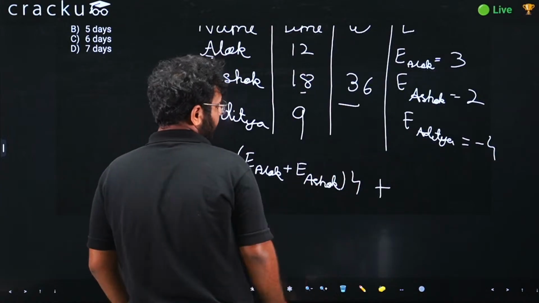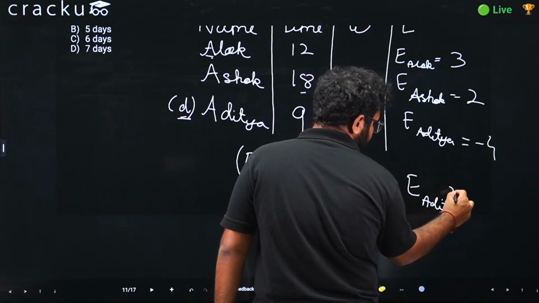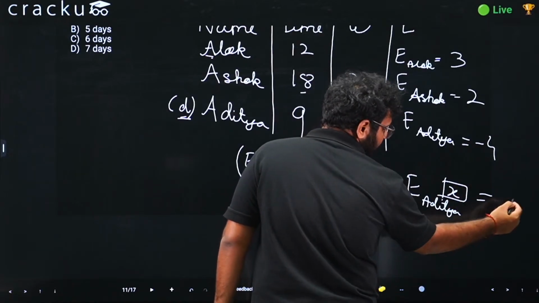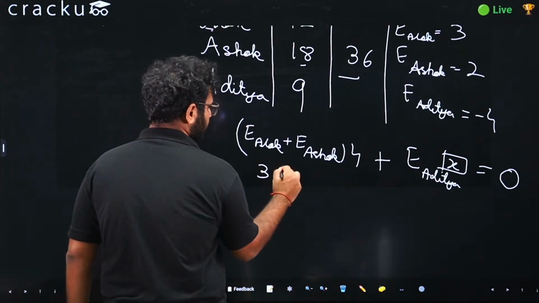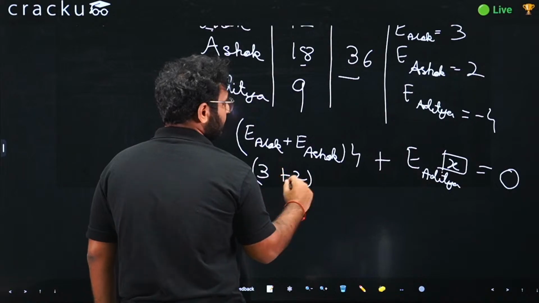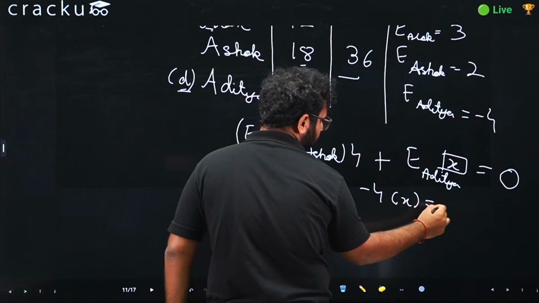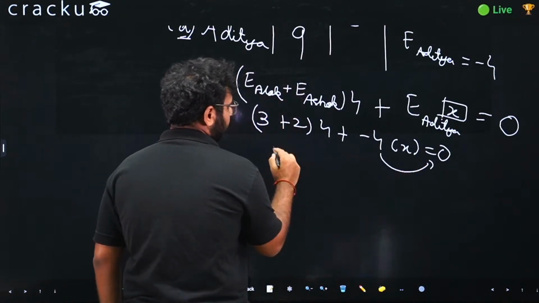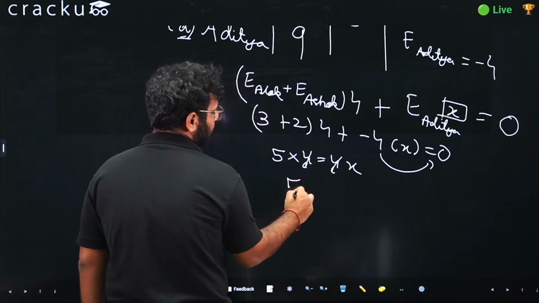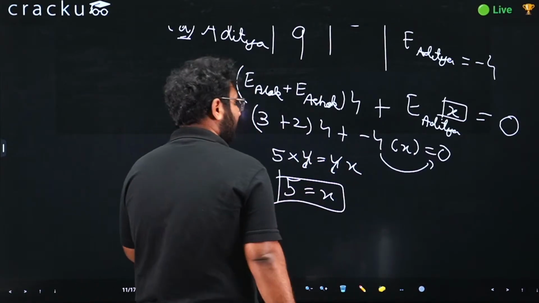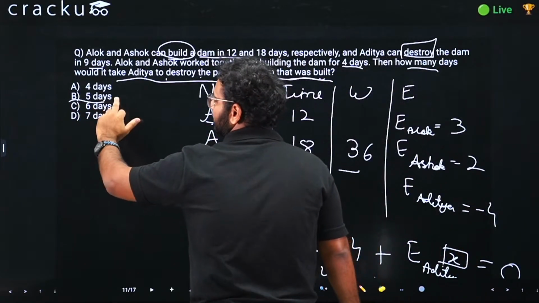So it would be plus efficiency of Aditya into x. We need to find this x, which is equal to 0, because it is completely destroyed. So efficiency of Alok is 3 plus Ashok is 2, into 4, plus Aditya is minus 4 into x, is equal to 0. So this minus 4x goes here. So 5 into 4 is equal to 4 into x. So 4 gets cancelled out. 5 is equal to x. So it will take 5 days for Aditya to completely destroy the part that was built. Hence option B is the correct answer.